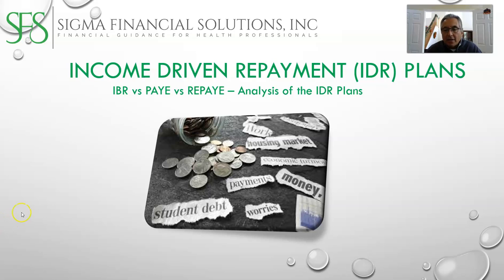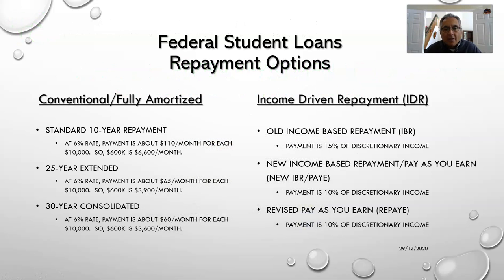I'm going to give you an overview of some of the details of the program and the various options that you have available for federal student loans. I classify them in two categories: conventionally fully amortized repayment options or the income-driven repayment options. Conventionally fully amortized means that over the life of the loan, whether it's 10 years, 25 years, or 30 years, you've paid the loan off in full. That's typical of a home mortgage and a lot of other loans.